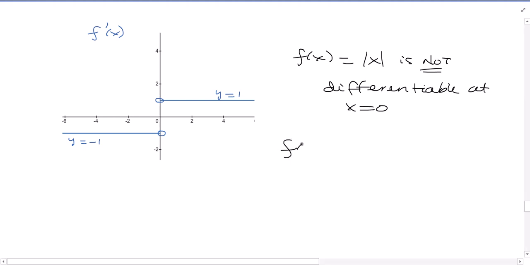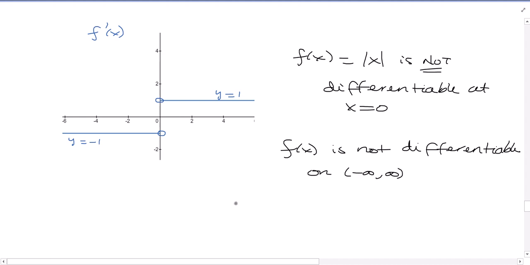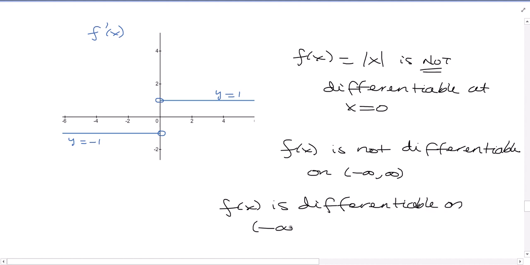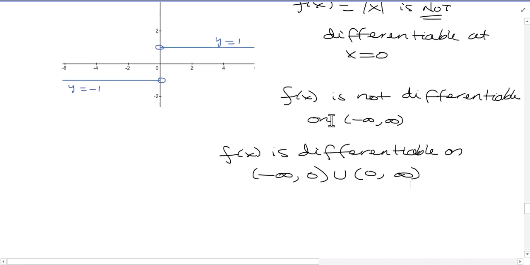Therefore, f of x is not differentiable on the entire real line, on minus infinity to infinity. What we could say is that it is differentiable on different intervals. So I can say it's differentiable on negative infinity to 0 and then 0 to infinity, just not at 0. But everywhere else, I have a tangent line. There is a slope for the tangent line at that point.